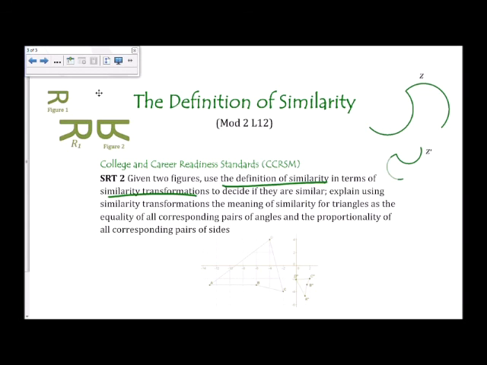This video was about the definition of similarity. We talked about similarity transformations and used them to define similarity. We also touched briefly on the fact that the corresponding angles will be congruent and the corresponding sides will be proportional. Thank you for watching.